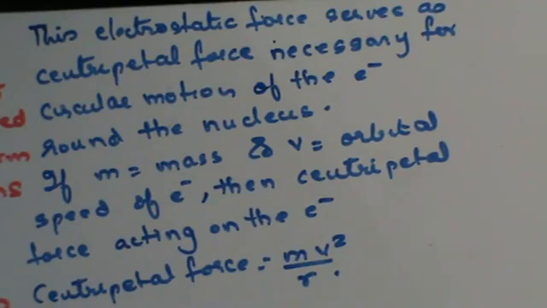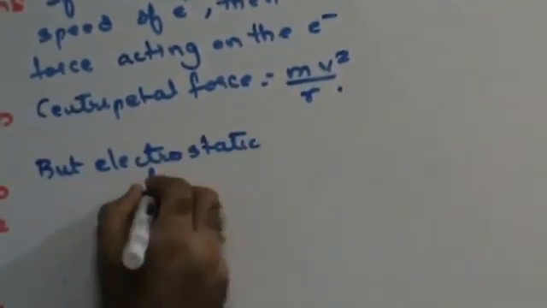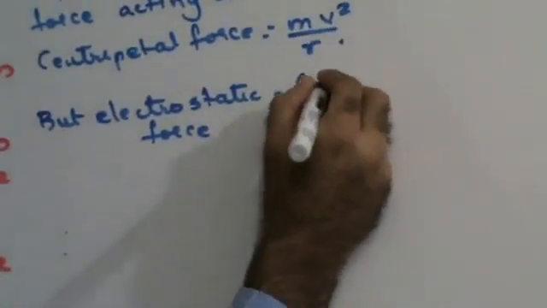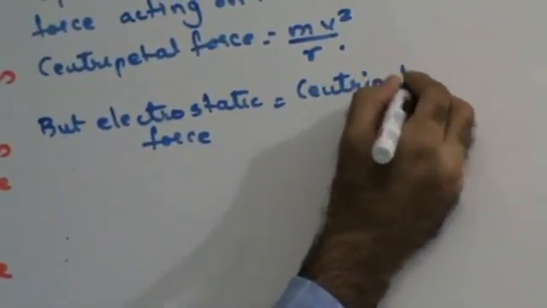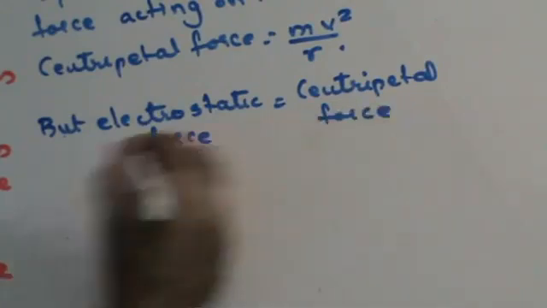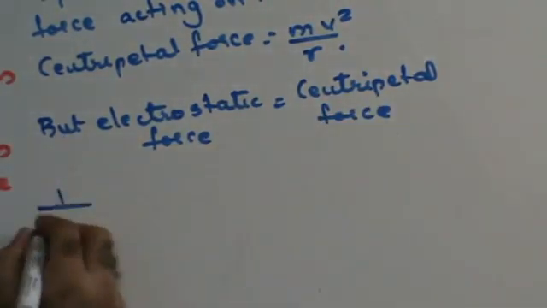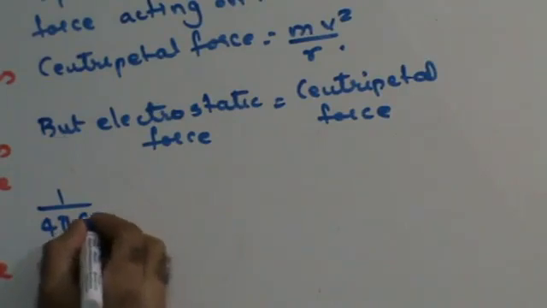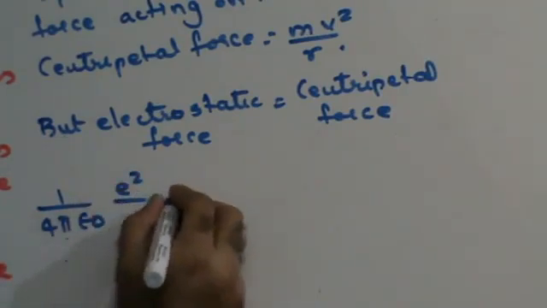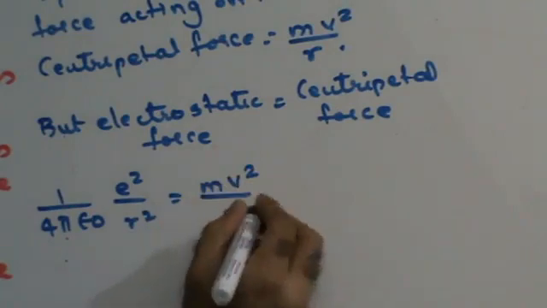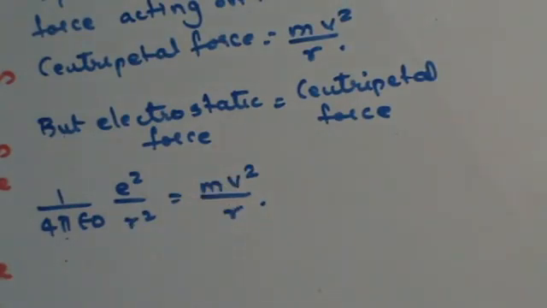But we said that the electrostatic force provides the necessary centripetal force. Therefore, the electrostatic force is equal to the centripetal force, so I can say that 1 upon 4 pi epsilon 0 e square upon r square is mv square by r. That is my equation for Bohr's first postulate.